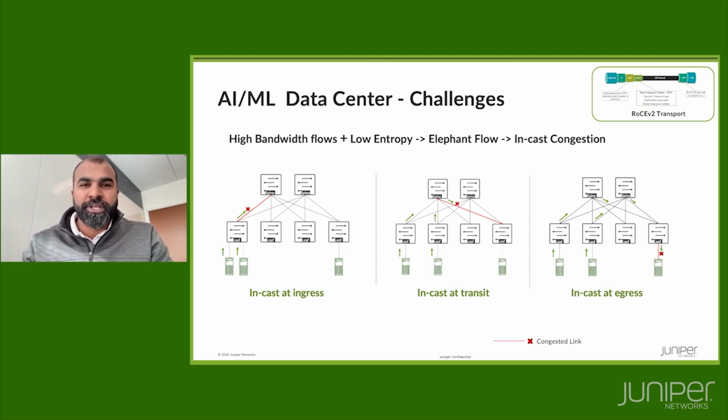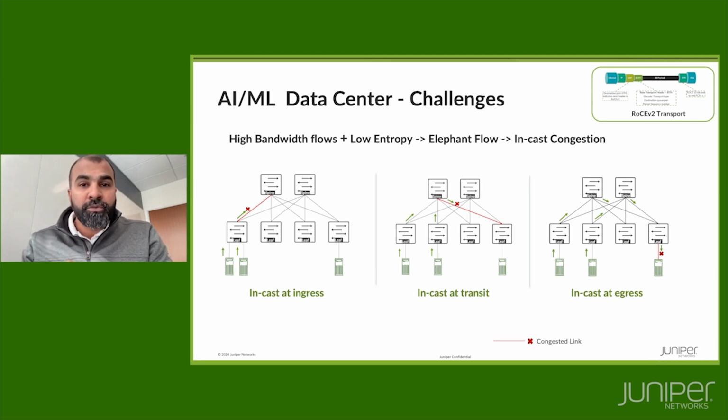Less entropy means there is little differentiation in the packet, right? If we have good differentiation in the packet, we can easily segregate the traffic and spray or load balance across the parallel links in the particular switch. But if you don't have much differentiation, less entropy, it's so difficult to load balance the traffic.